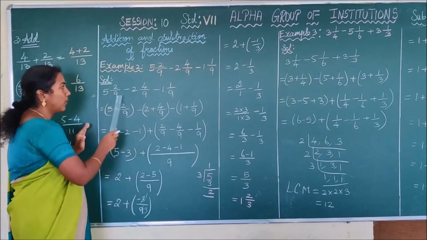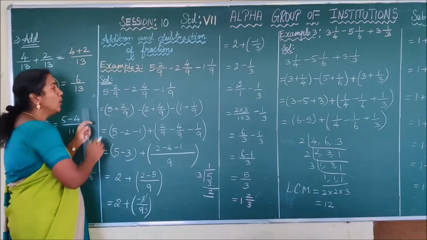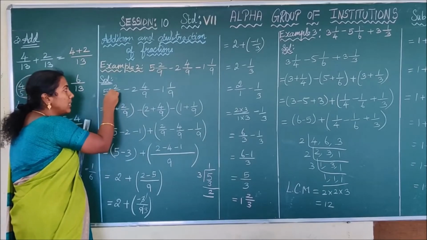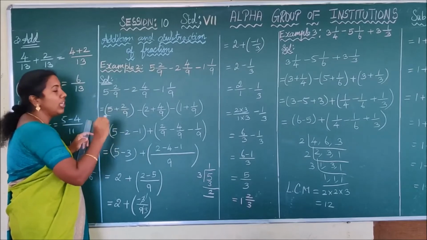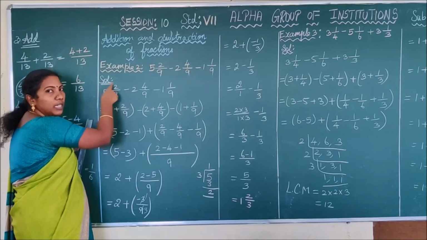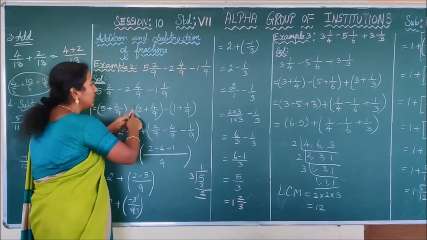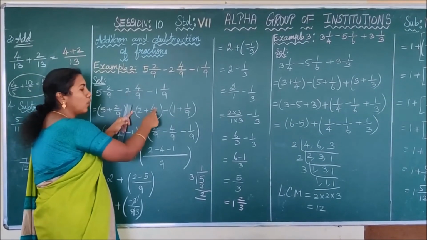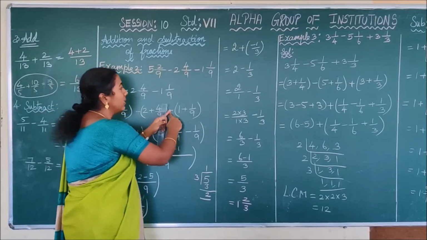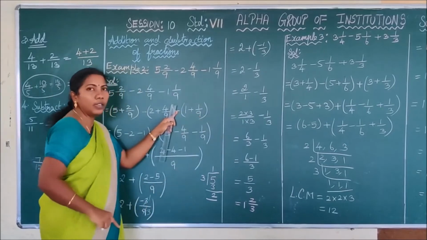See here, the first step is you have to write the question again, and the second step, this is a very important step. First you have to write 5 2 by 9 as 5 plus 2 by 9. That is, you have to include this plus symbol between the whole number and the fraction of the mixed fraction. Okay, 5 plus 2 by 9 minus, here how can you write it, 2 plus 4 by 9. Is it clear, children? Minus 2 plus 4 by 9 minus, include plus between 1 and 1 by 9, 1 plus 1 by 9. Is it clear, children?